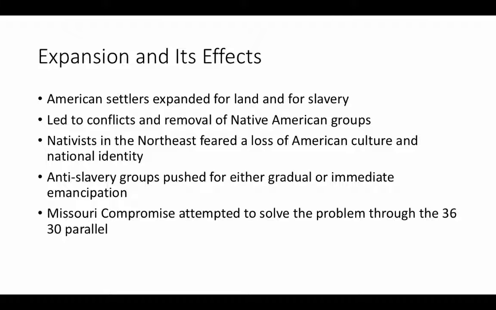Now, there's an attempt to solve this in the Compromise of 1820, or the Missouri Compromise, which stressed, in the end, a way of just dividing up the country by the 36°30′ parallel. Everything north would be free, everything south would be slave.